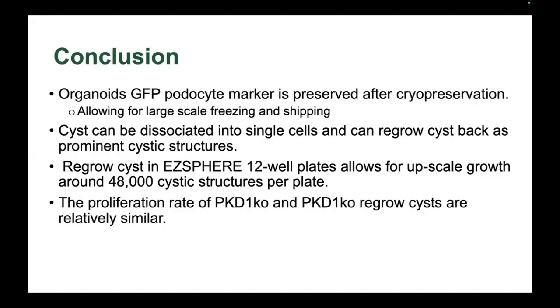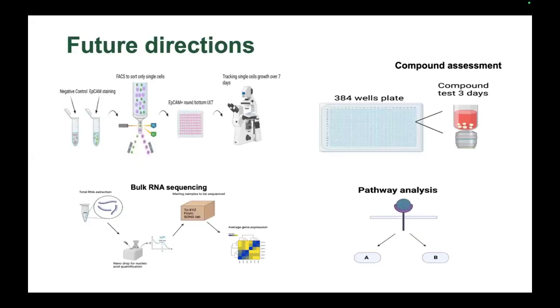And the proliferation rate of the PKD1 knockout and PKD1 regrowth cysts are relatively similar. And this allows me to set up my future direction, which is to do a FACS sorting with the EpCAM antibody, which is the epithelial cell antibody, and do a single cell plating of these EpCAM cells to determine, do these purely epithelial cystic cells grow from single cells? And then we can dive into other questions from answering this question with the single cells.